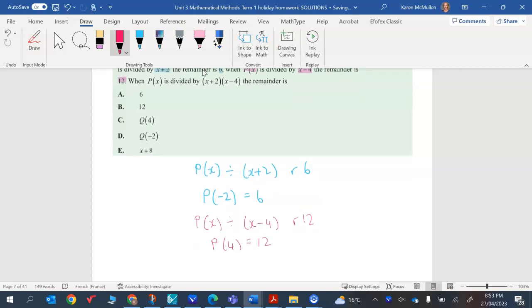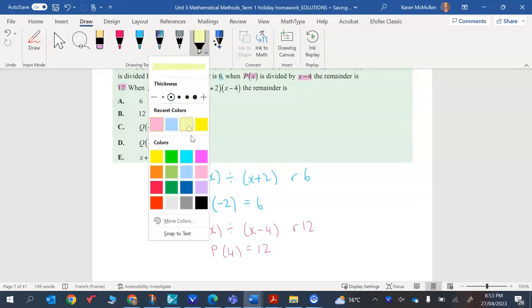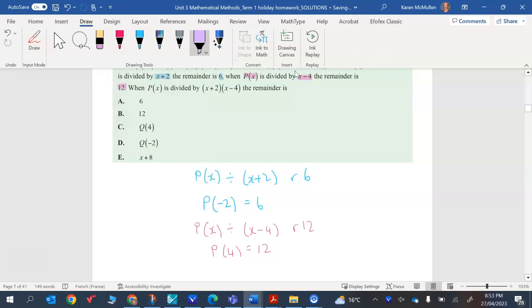So we want to know what the remainder is when p of x is divided by x plus 2, x minus 4. So a bit complicated, and even trying to do the process of elimination is quite difficult.